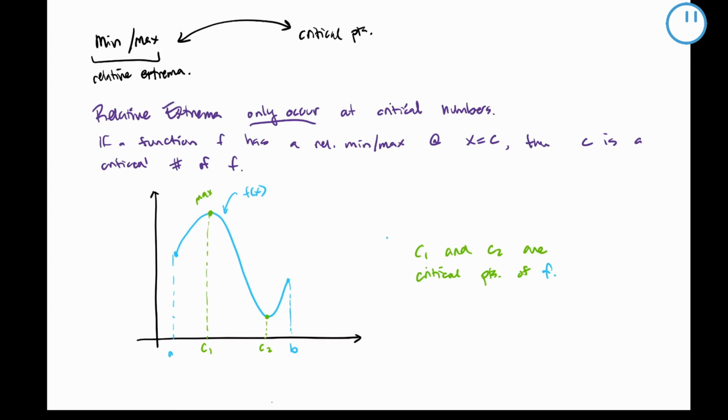So for example, if this maximum right here occurs when x is equal to 3, so c1 here is equal to 3, then we would say that 3 is a critical number of our function f. And you'll notice I'm using the words critical point and critical number. These mean the same thing. Critical points and critical numbers are the same thing.